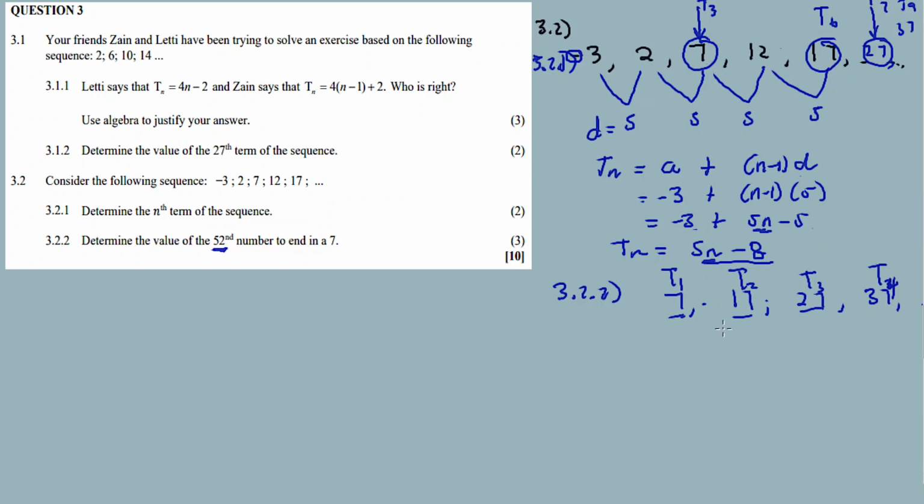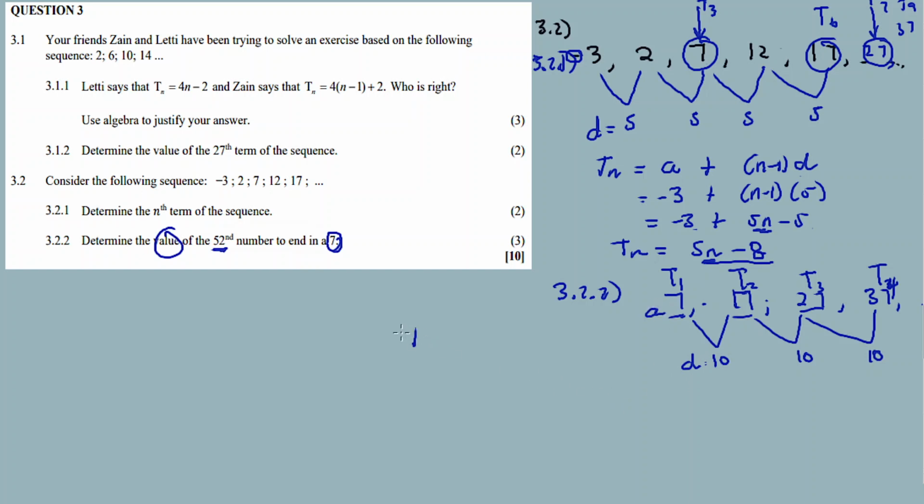We want to know the value of the 52nd number to end in a 7. So we need the nth term of this pattern, then we find the 52nd term from this isolated pattern. So let's check what type of pattern this is. 17 minus 7 is 10, 27 minus 17 is 10, and again 10. So this is d.